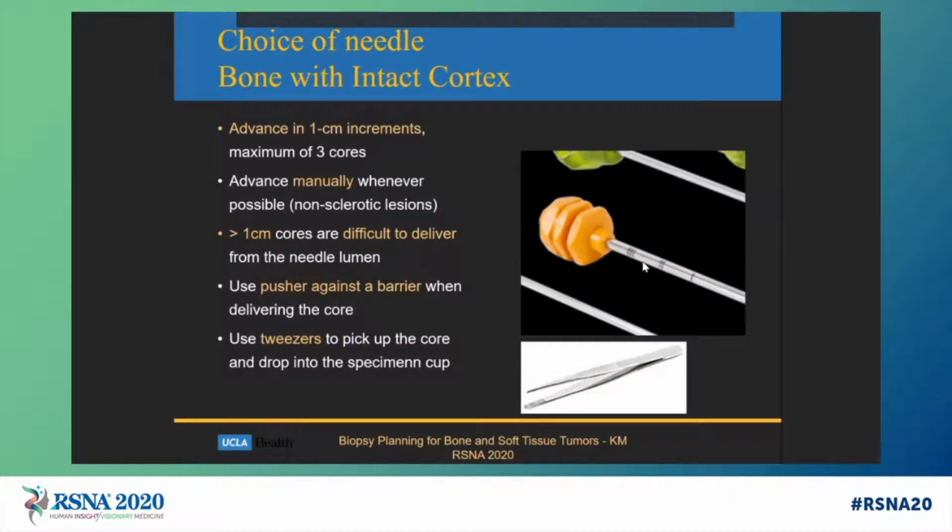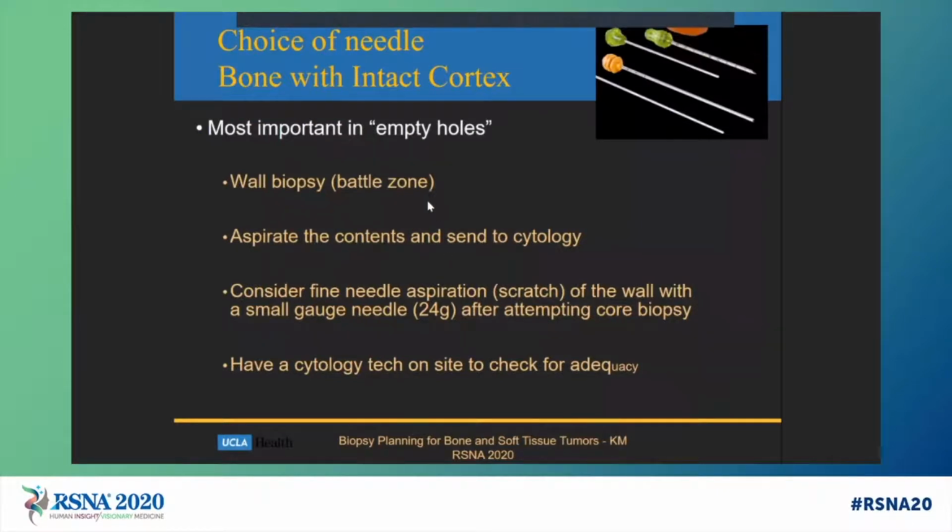If the cores are longer than 1 centimeter, you're going to have difficulty delivering them through the lumen. And I usually use a barrier when I try to push the core out so that the core wouldn't fly across the room. I also have a set of tweezers on my biopsy table so that I can pick up the core and put it in the cup.